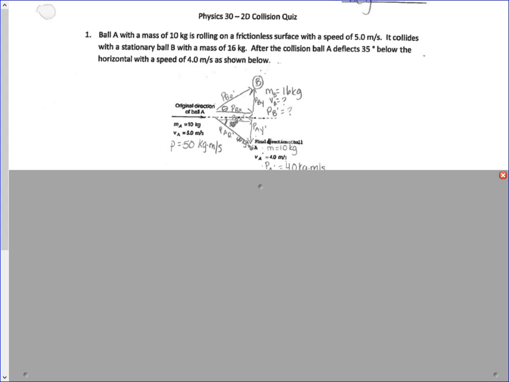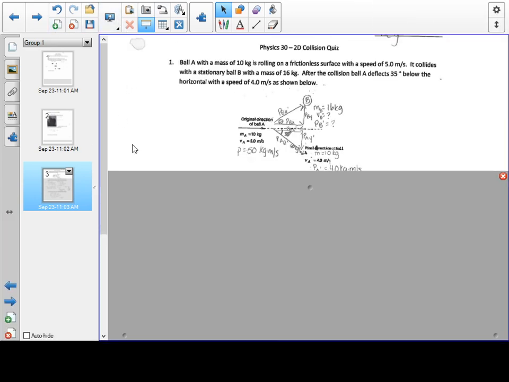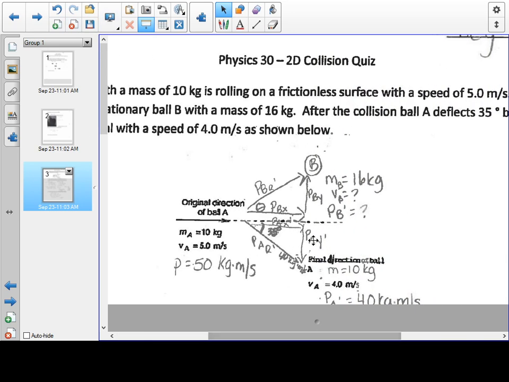Ball B, maybe I can zoom in and get a better look. Let's see here, because I want you to be able to see a little better what's going on. There we go.